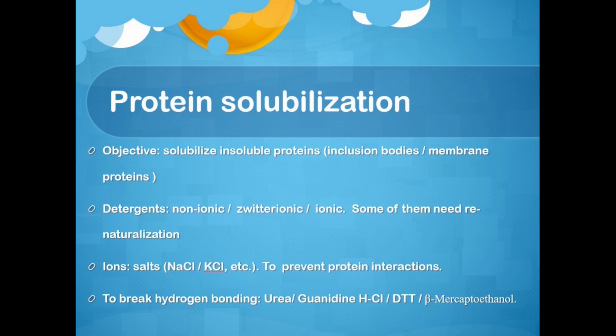For the solubilization of insoluble proteins, a variety of detergents can be used with different solubilization and denaturing capacity, being in some cases necessary to renature proteins later. Some ions can also help to solubilize them by preventing protein interactions that could produce aggregations. Adding reducing agents also helps by preventing hydrogen bonding.